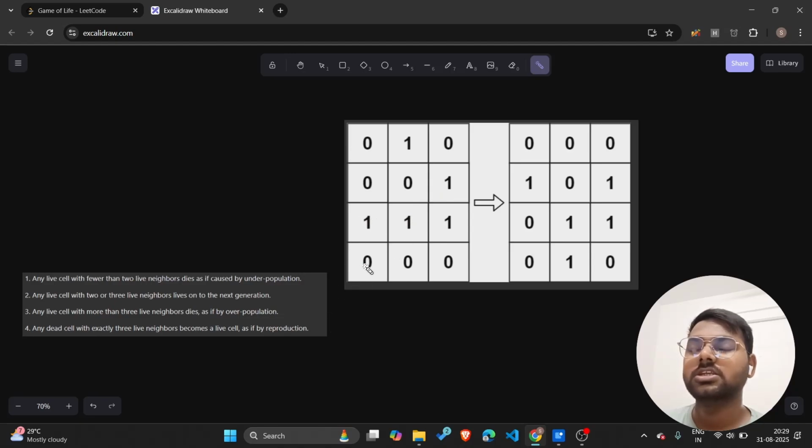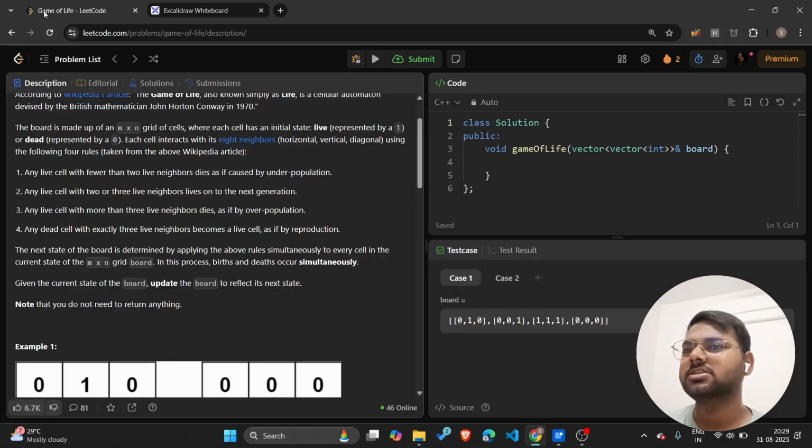For the dead cell, we need exactly three living neighbors, but we got only two, so it's going to be dead. For that, we got three living neighbors, so it's going to be alive, it's going to be reborn. For that, only two, so it's going to be dead. So I think you have understood it pretty much. Let's get down into the coding part.